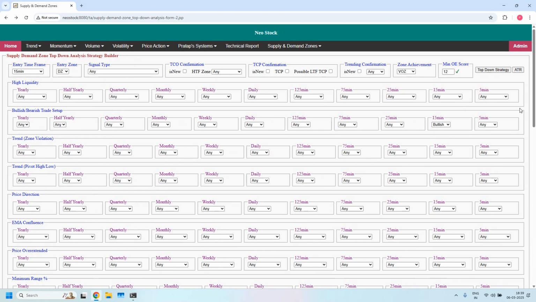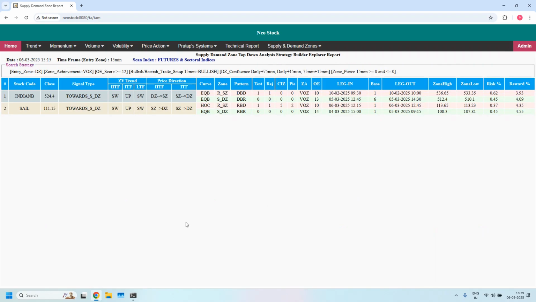With all the 3 filters, LTF, ITF, HTF demand zone confluence, we got 2 stocks. In these 2 stocks, the 15 minutes demand zones overlapped with the 75 minutes demand zone. Both together again overlapped with the daily demand zone. But the daily trend is sideways in both these stocks. So we can't check the daily demand zone with daily EMA confluence, because in a sideways trend, EMA confluence does not give any advantage. You already learned EMA confluence should not be used in a sideways trend.